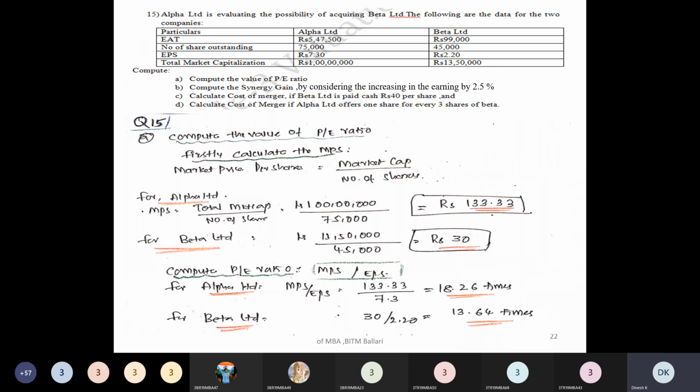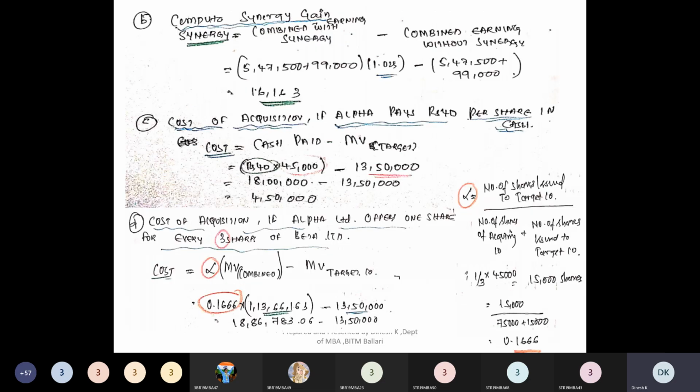13,50,000. In return, you are getting a firm which has a value in the market of 13,50,000. So this cannot be a cost to you. This is a benefit, right? So you will take out the benefit. The cash you paid is 18 lakhs for acquiring the company. In return, you got the value of 13,50,000. So 18 lakhs minus 13,50,000, so the actual cost of acquisition is only 4,50,000, right?